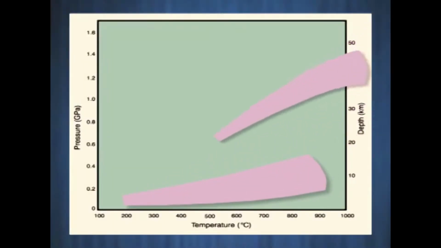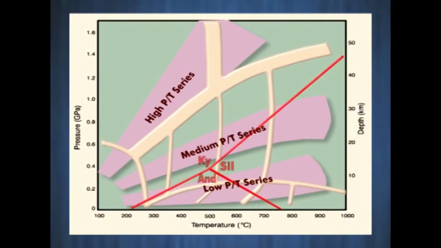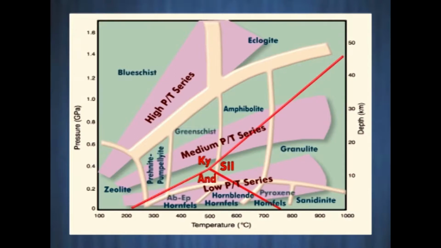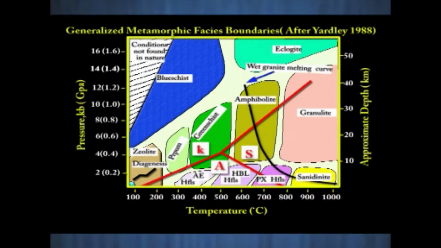On the basis of pressure and temperature, we can divide the metamorphic facies into three types, mainly facies of low pressure, facies of intermediate pressure, and facies of high pressure. Miyashiro originally recognized three different facies series.